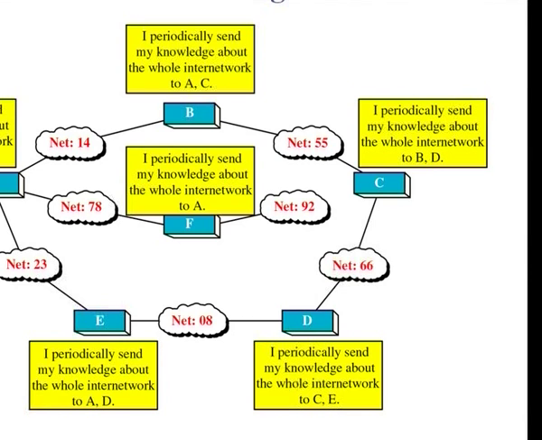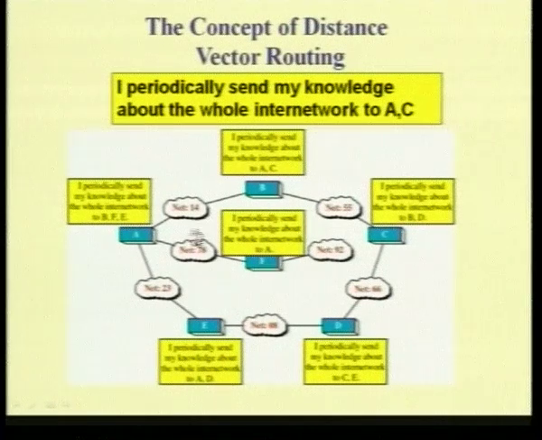D similarly will send it to E and C. F will send it to A and to A alone, that is, it has only one neighbor here. A, on the other hand, has three neighbors, B, F and E, so it sends it to B, F and E, right. So this is the basic concept that we are using in the distance vector routing algorithm.